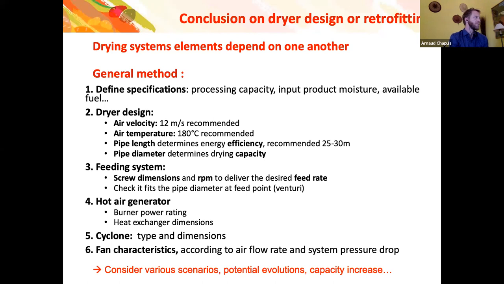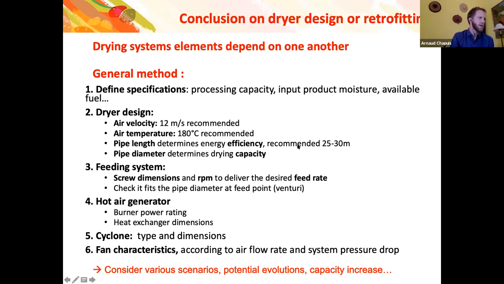So the general method we proposed for new dryer design is first to define the specification in terms of processing capacity, evaluate the best input product moisture you can get, and what fuel is available. Then for the dryer design, we recommend an air velocity of 12 meters per second and an air temperature that can be a bit higher than 180. You can go up to 200, 220 degrees, which will improve the efficiency.